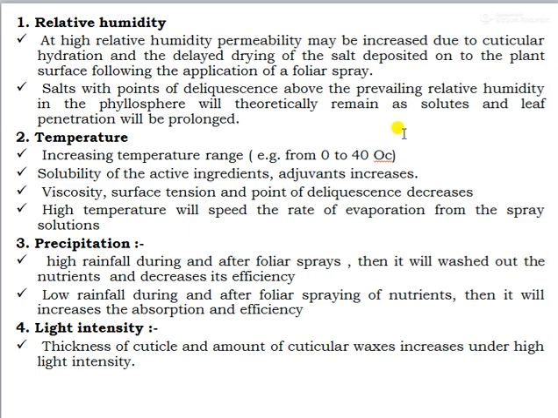Then temperature. With an increasing temperature range, from 0 to 40 degrees Celsius, the solubility of the active ingredients and adjuvants will increase, while the viscosity, surface tension, and point of deliquescence will decrease. High temperature especially will speed up the rate of evaporation from the spray solution. Then precipitation: high rainfall during and after foliar spray will wash out the nutrients and decrease efficiency. Low temperature during and after foliar spraying of the nutrient will increase absorption and efficiency.